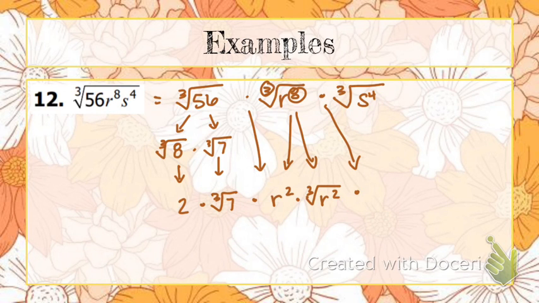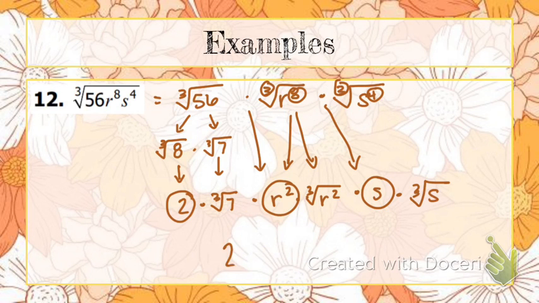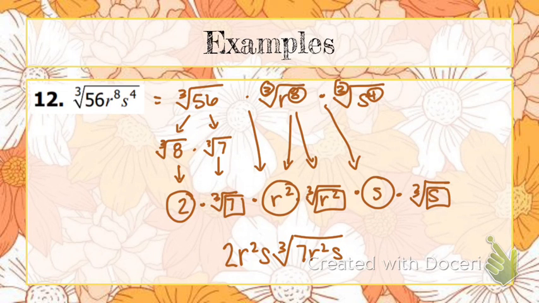3 does not go into 4 evenly, so we're going to have an s times a cube root of s, and we have to figure out the powers. 3 goes into 4 one time with 1 left over. We know that those 1s are unnecessary because they are understood, so I'm going to delete those. And we've got all the radicals as simplified as we can. So everything outside a radical gets multiplied together. 2r squared s. Everything under a radical gets multiplied together under a radical. Cube root 7r squared s. And that is your answer.